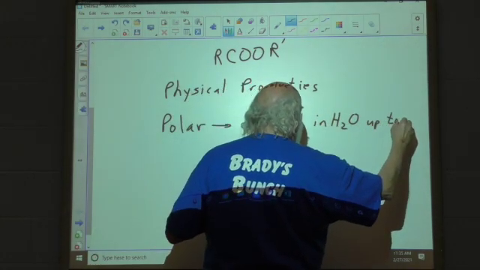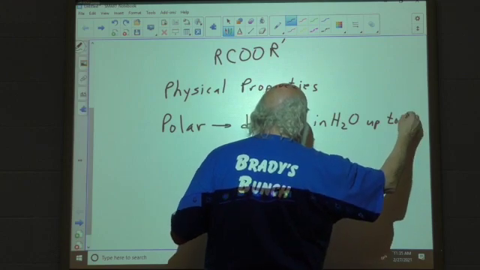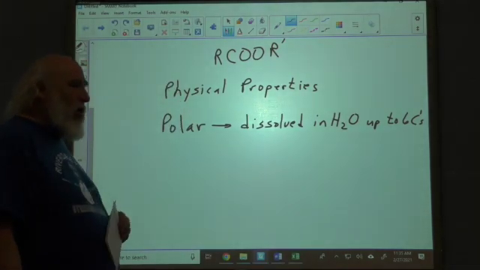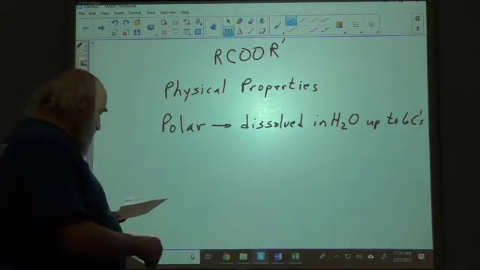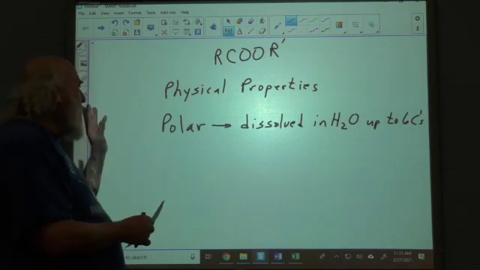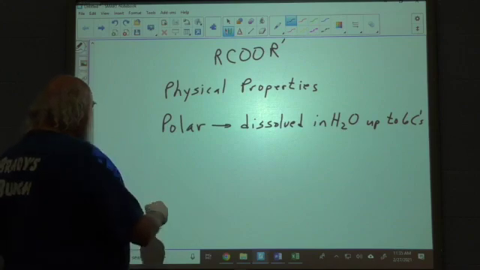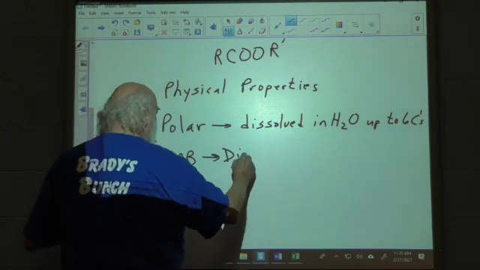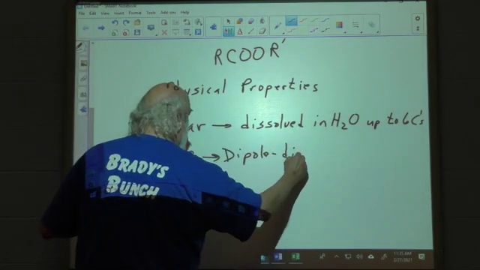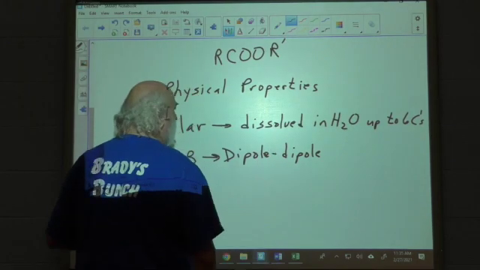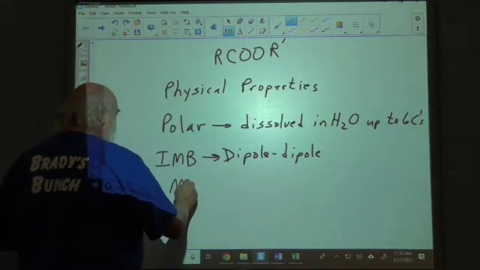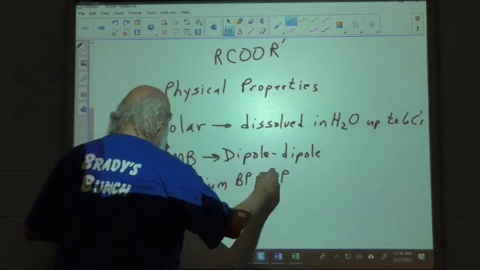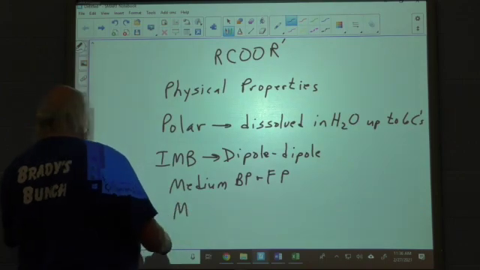up to, and I'm going to say slightly more than 6 carbons, but I'll leave it at 6 carbons because who really cares anyway. But it can be soluble higher than that. But I haven't really looked at the data that closely. And because of the fact that there's no hydrogen bond to the oxygens, the intermolecular bonding then is going to be dipole-dipole. And because of that, it means it's going to have a medium boiling point and freezing point, and it's going to have a medium vapor pressure.